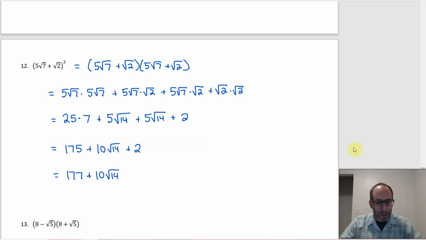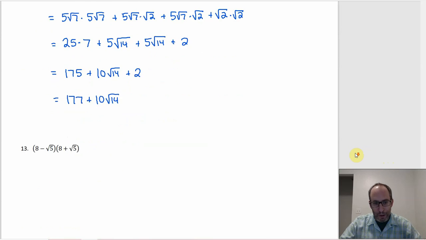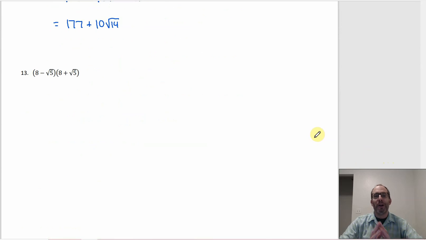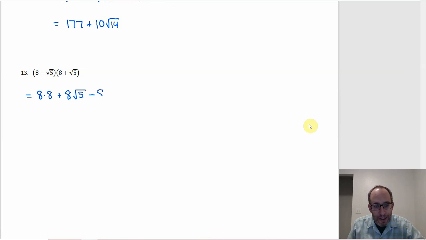All right, then the last one, and notice what happens here. This will be a little bit different in terms of what we get for the final answer. We're still going to FOIL it, but the important thing with 13, and this is really a segue into the next section, is just watch what you get for the final answer. So we're going to FOIL: 8 times 8 plus 8 times radical 5 minus 8 times radical 5 for the inner, and then minus radical 5 times radical 5.